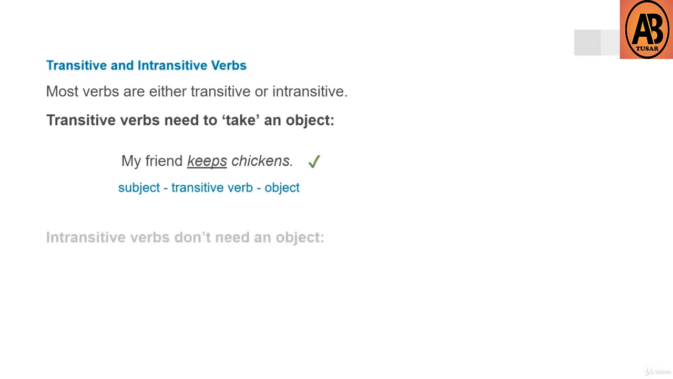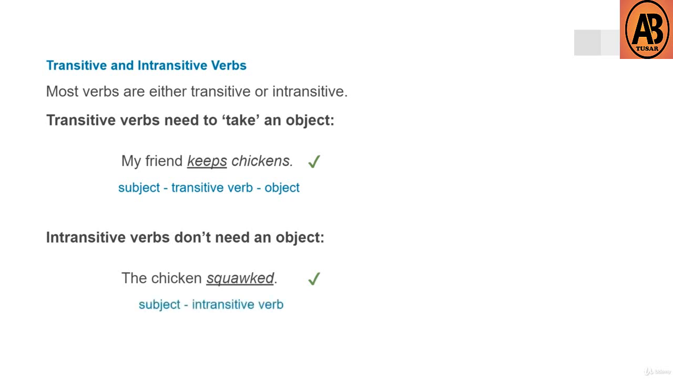Intransitive verbs don't need an object. So, for example, the verb squawk, which is the sound a chicken makes. So we can say, the chicken squawked. Here we've only got a subject and the verb. An object isn't needed because this verb is intransitive.